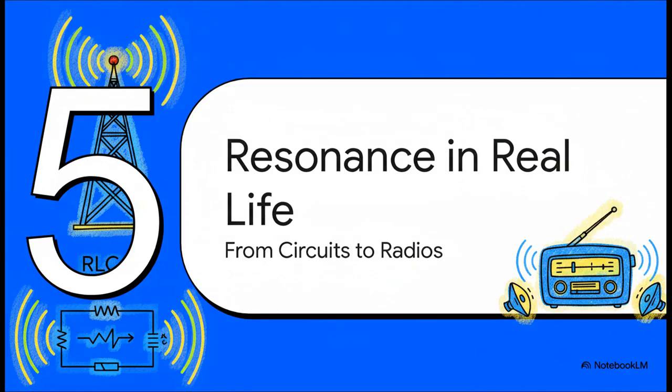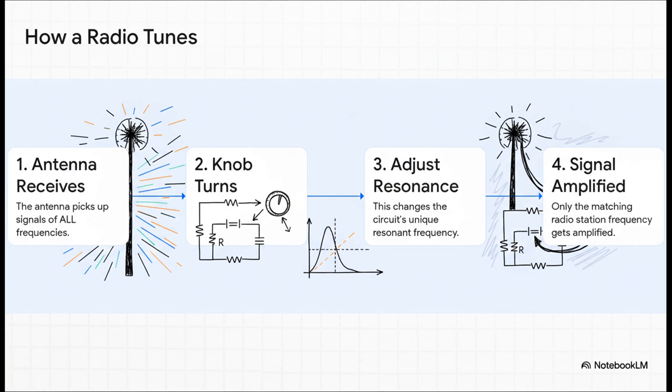Now, this might seem like just some neat electrical trick, but this principle of resonance is the secret behind so many technologies we use every single day. Let's take a classic radio, for example. Okay, so when you tune a radio, you are literally hunting for resonance. Your antenna is getting hit with signals from every station all at once. When you turn that knob, you're actually changing the capacitance in an RLC circuit inside, and that changes its specific resonant frequency. When that frequency perfectly matches the station you want to listen to, bam, its signal surges through the circuit, and all the other signals are ignored. You've just resonated with your favorite station.